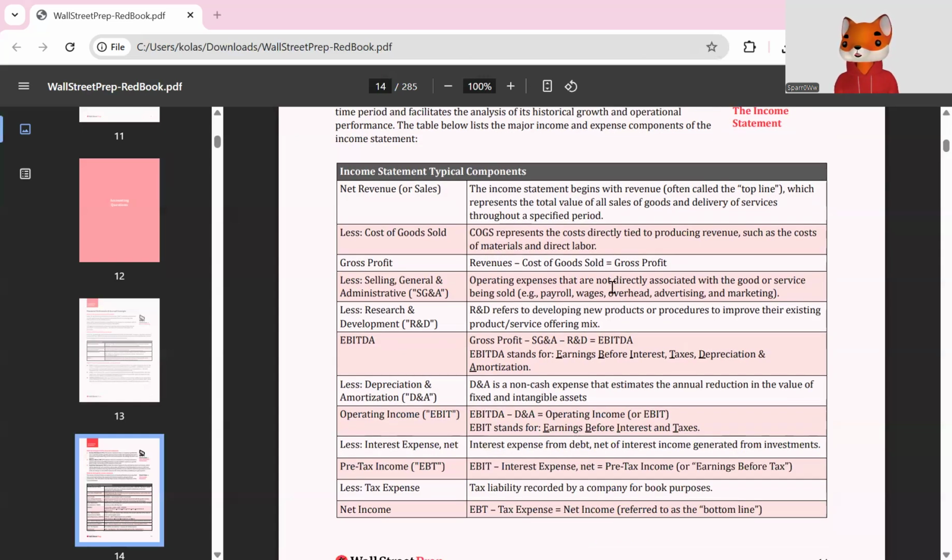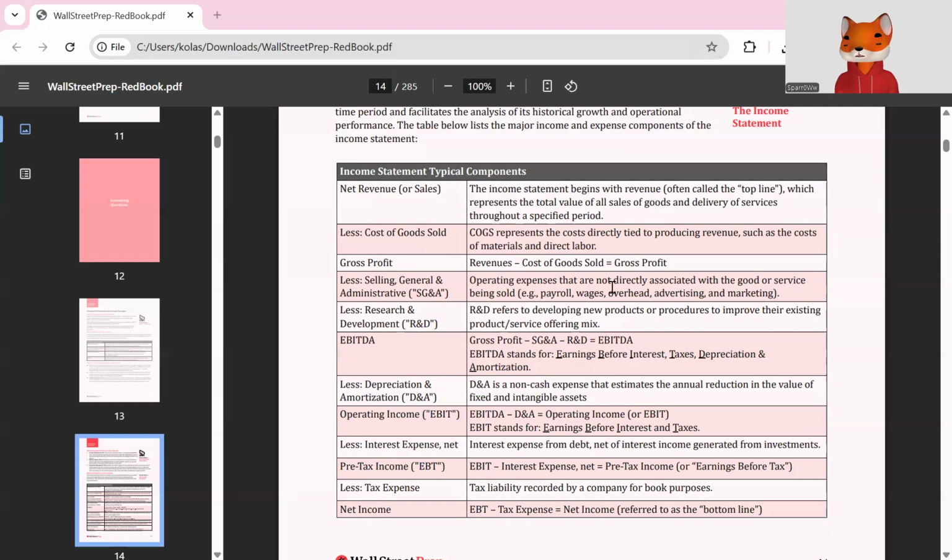The typical components of an income statement are net revenue, cost of goods sold, and net revenue minus cost of goods sold gives gross profit. Less selling and administrative expenses, less research and development expenses gives us earnings before interest, taxes, depreciation and amortization. Subtracting depreciation and amortization gives us earnings before interest and taxes. Less interest expense gives us earnings before taxes, and less tax expense gives us net income.